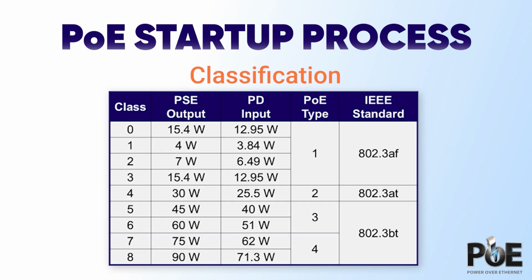This table shows the different PoE classes defined by the IEEE standards. As an example, an IP camera may classify itself as Class 2. In such case, the PSE will only reserve 7 watts on this port from its overall PoE budget. Note that if a PD fails to classify itself, the PSE will default the port to Class 0, reserving 15.4 watts for the PD.